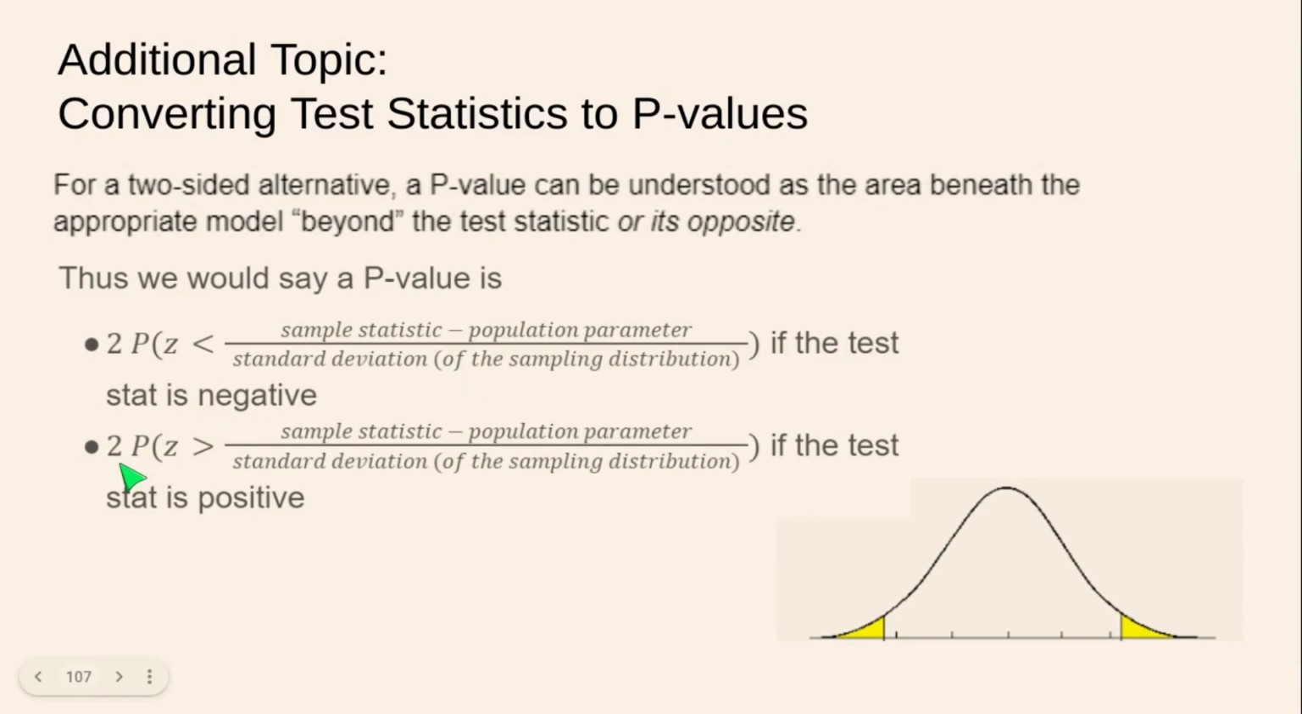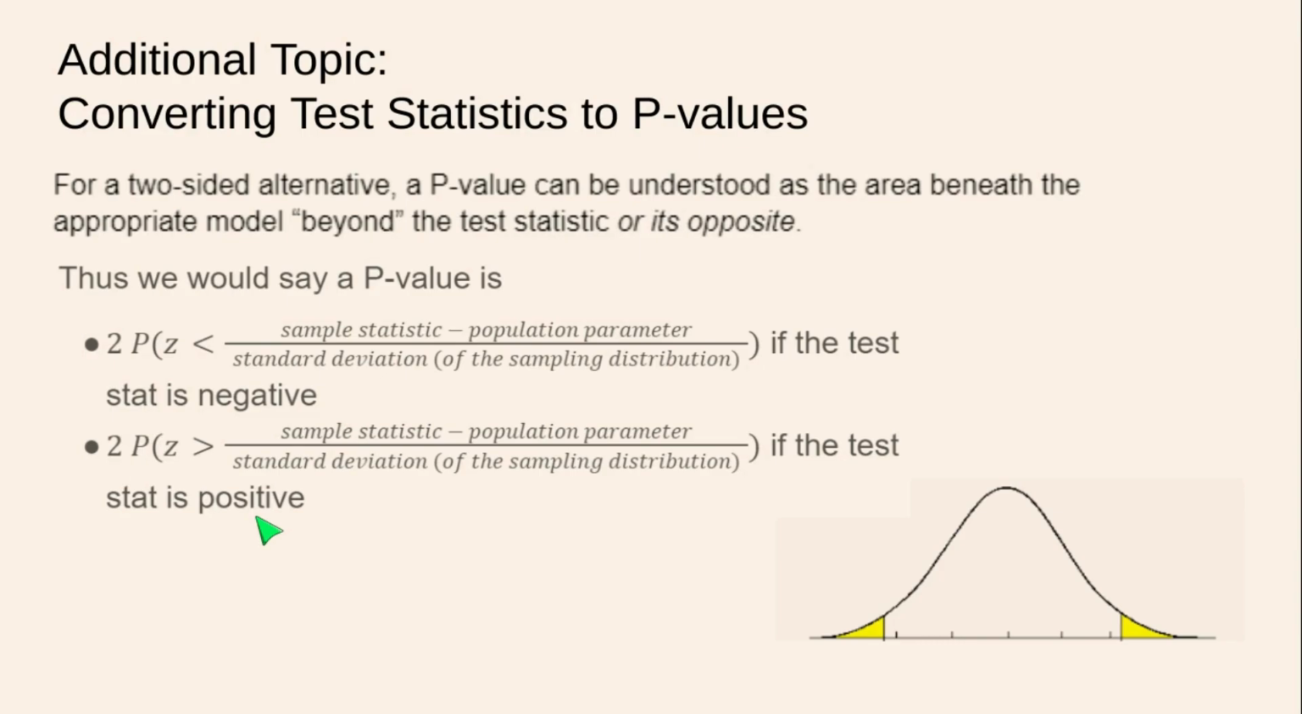And 2, again, we got to double it because we're working on both sides. Probability Z is greater than the test statistic we get in our scenario if the test stat is positive. Okay? So that is a big difference between one-sided and two-sided alternatives for converting t-stats, test statistics. If I've said test value in this lesson, that's the same as a test statistic.